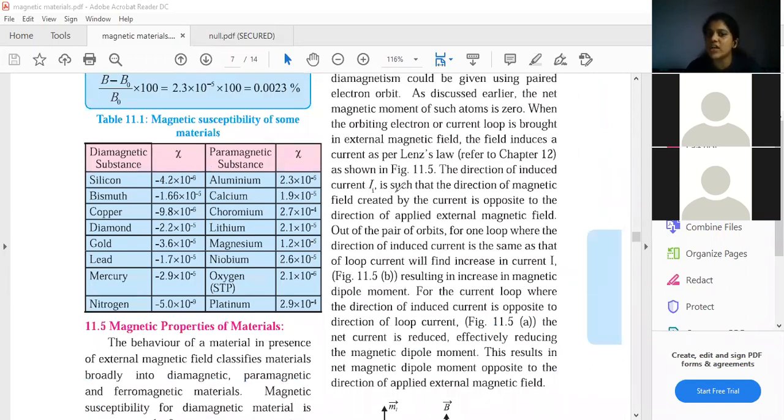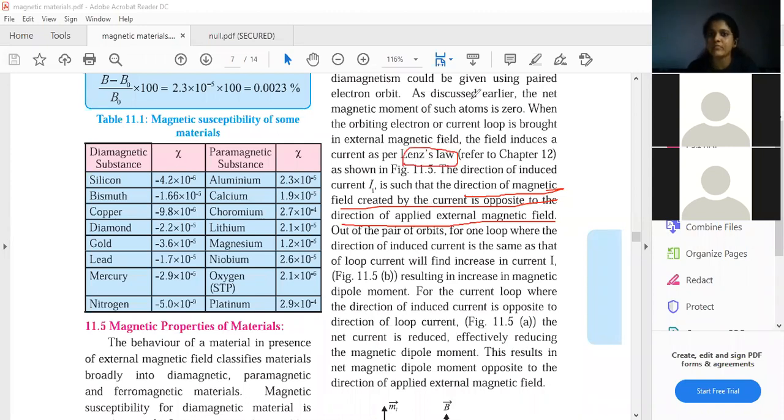The direction of the induced current is such that the direction of the magnetic field created by the current is opposite to the direction of the applied external magnetic field. This is what Lenz's law is, right? Yes or no? In Lenz's law, we have seen the magnetic field of the induced current is in the opposite direction of the external magnetic field. So even here the same thing is written. The direction of the magnetic field created by the induced current is opposite to the direction of the applied external magnetic field. So here they have just written about Lenz's law.